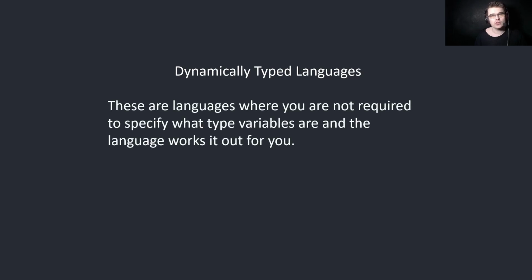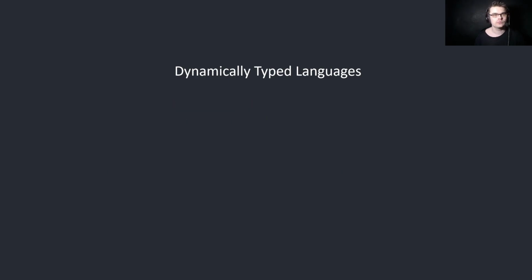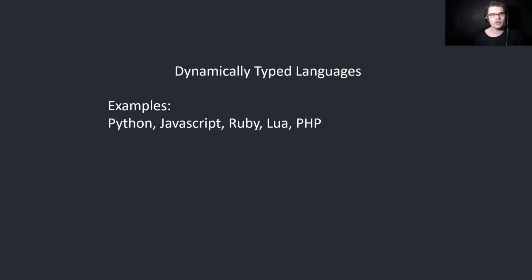Now dynamically typed languages. These are languages where you are not required to specify what type variables are, and the language works it out for you. You're allowed to reassign variables to other variables, or to other types, and types are often converted automatically. Examples are Python, JavaScript, Ruby, Lua, PHP.